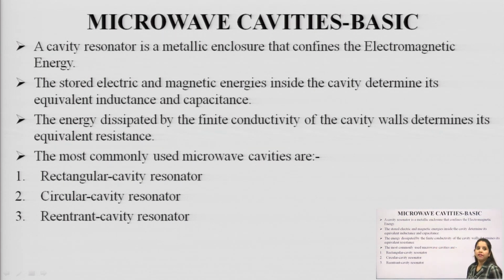So, a cavity resonator is a metallic enclosure that confines the electromagnetic energy. The stored electric and magnetic energy inside the cavity determines its equivalent inductance and capacitance. So, basically, a microwave cavity is a metallic enclosure that can store energy inside it, and that energy is stored in the form of electric energy or magnetic energy.